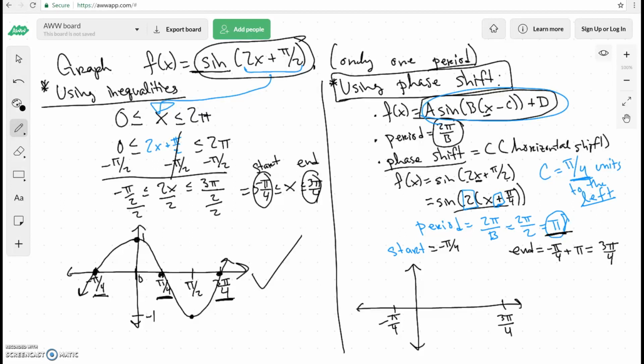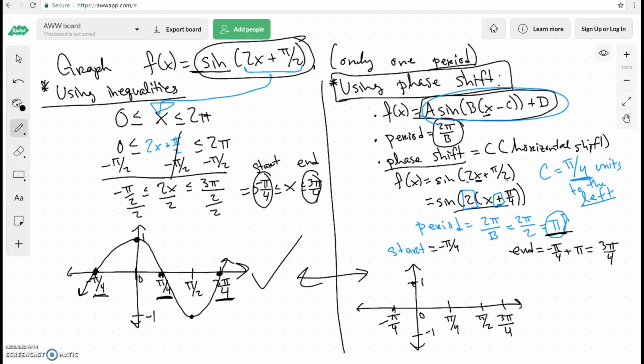And what I'm left with is exactly the same thing. So I can find my midpoint. My midpoint here is going to be pi over 4. This is going to be 0. This is going to be pi over 2. Okay, and notice that it's exactly the same thing that I got here. And I can continue my graph.